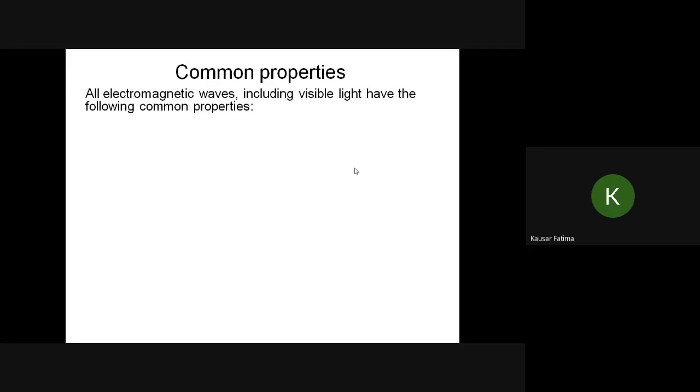There are some common properties. Of course, they are different from each other. Their frequencies are different and their wavelengths are different. But they have some properties in common, like all the electromagnetic waves.